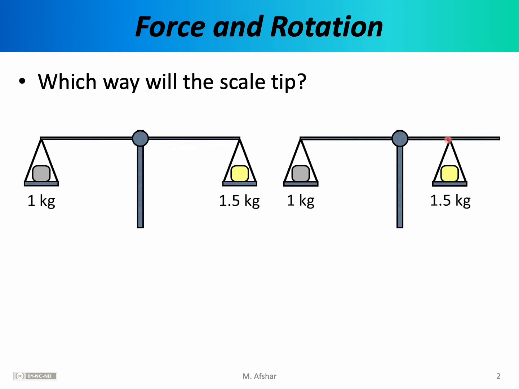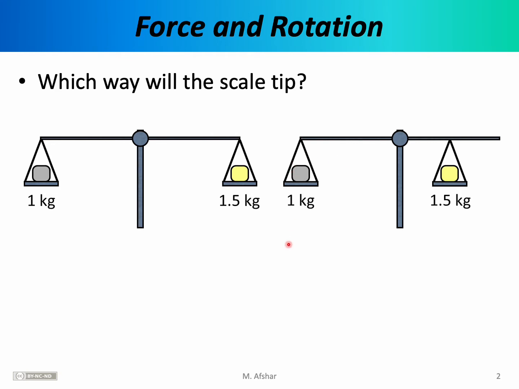And now it's probably a little more difficult for you to answer the question of which way this will tip. It should feel like on the one hand we have a greater force being applied on the right side, although that force is somehow less effective at causing this object to rotate. If I told you that the 1.5 kilogram object has been moved almost all the way in, very close to the pivot point, then most of you would probably guess that the scale would tip to the left. In other words, the 1 kilogram mass would go down.